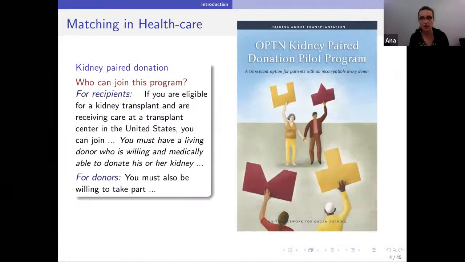In recent years, we have more and more applications in which this static version is not really adapted anymore, because here is the example of kidney pair donation. So you have patients and donors that can join in the program together. You can imagine that a patient has a family member or a friend that is willing to give an organ for them, but unfortunately they are not compatible. So they can join into the program and try to find a compatible match.